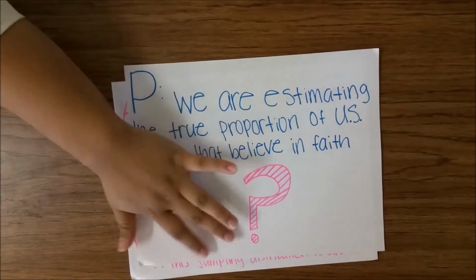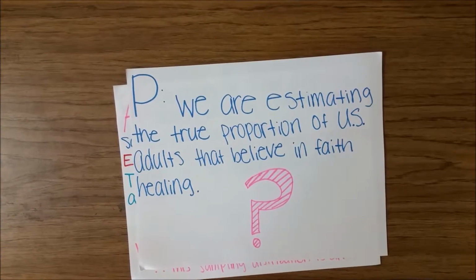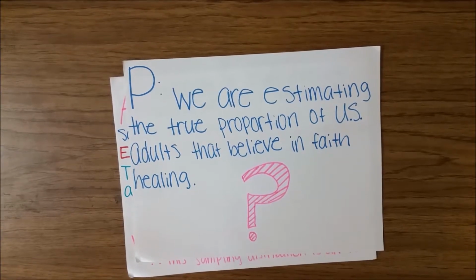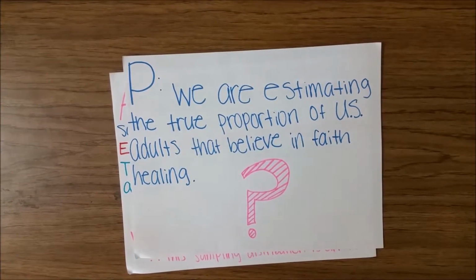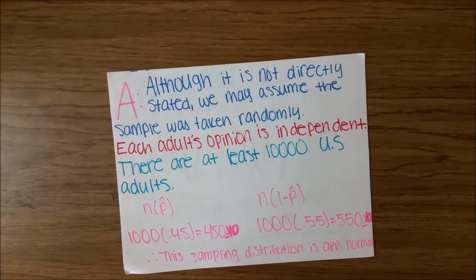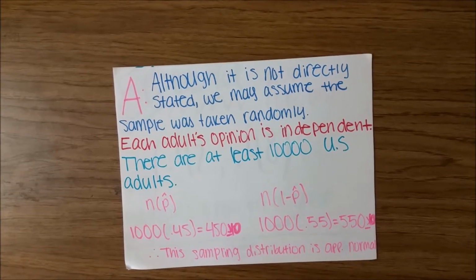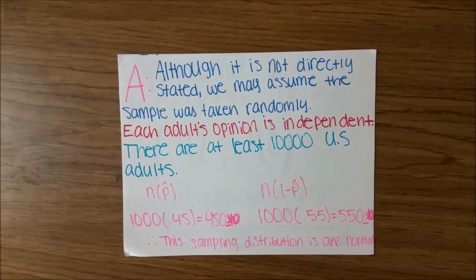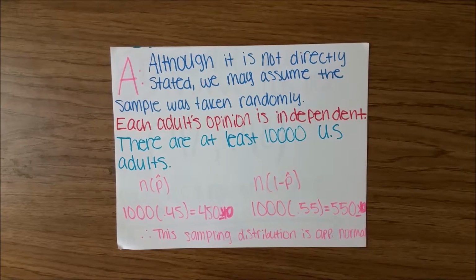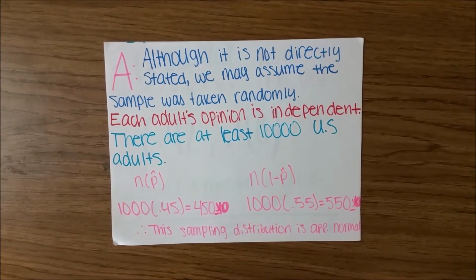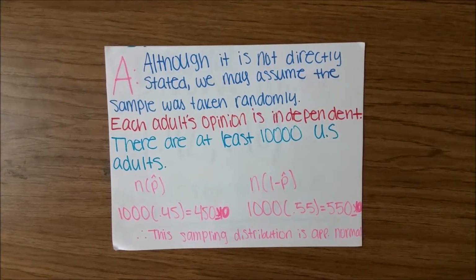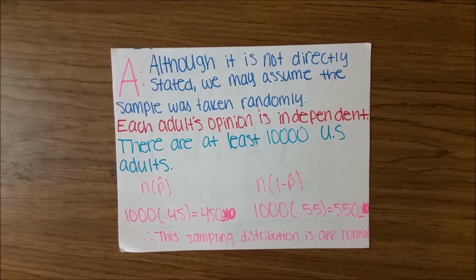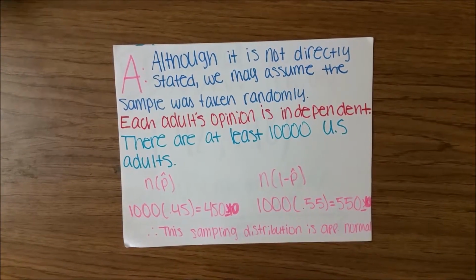We will start with step P, the parameter of interest. For this example, we are estimating the true proportion of U.S. adults that believe in faith healing. Next, we'll check our 4 assumptions. Although it's not directly stated, we may assume the sample was taken randomly. Each adult's opinion is independent. There are at least 10,000 U.S. adults, and the sampling distribution is approximately normal.